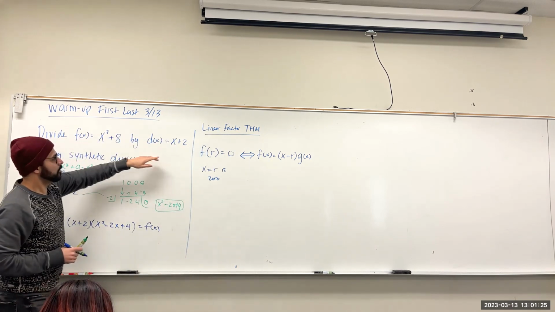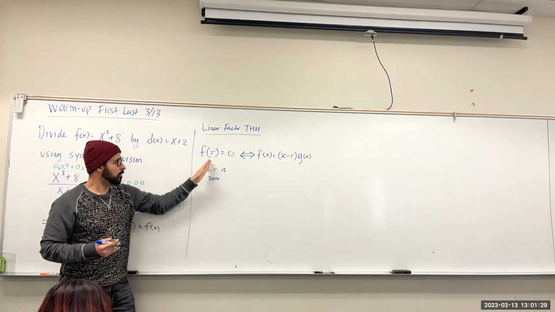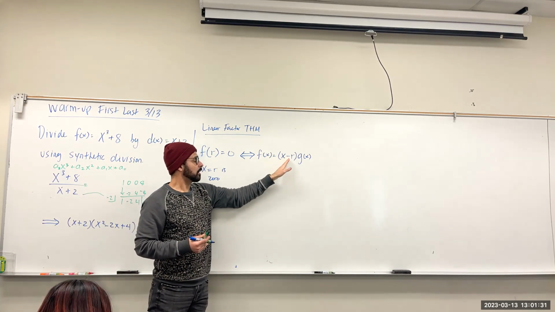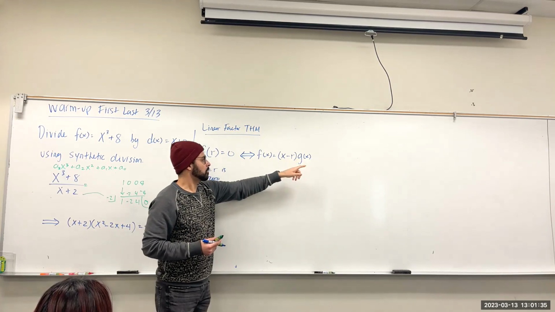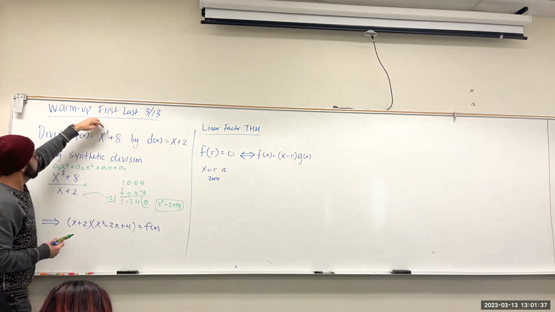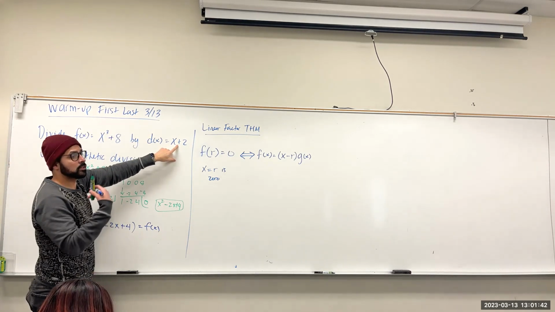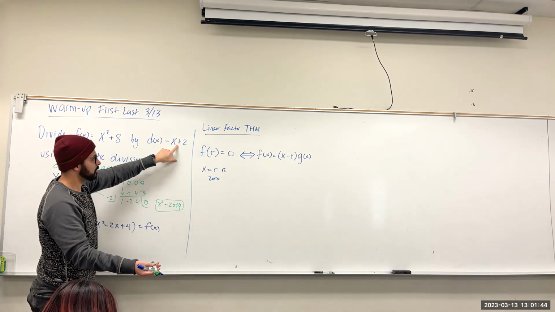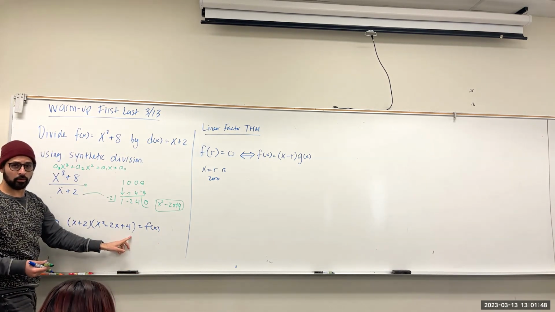So if we know a root, that was the key. If you know a root, then we know that this factors into x minus r times some other polynomial. Right now, we know that this factored into x plus 2 times another polynomial. So then we have to learn synthetic division to find that other polynomial. That's kind of the story.